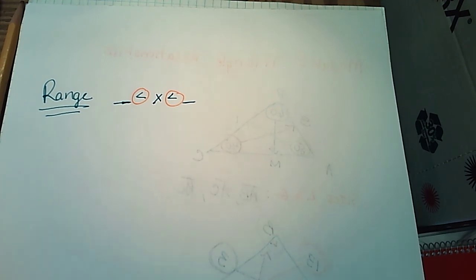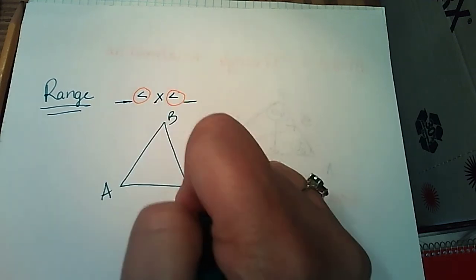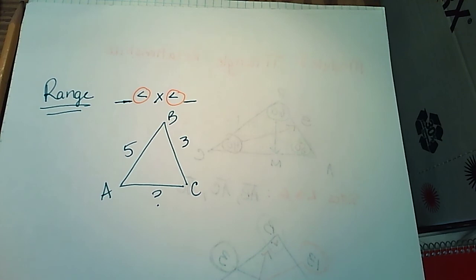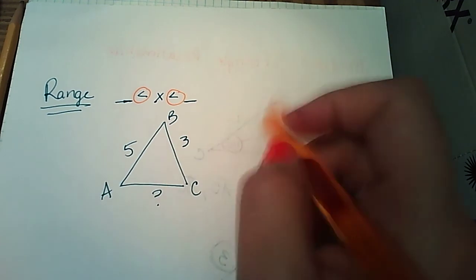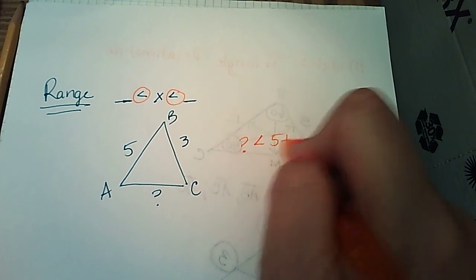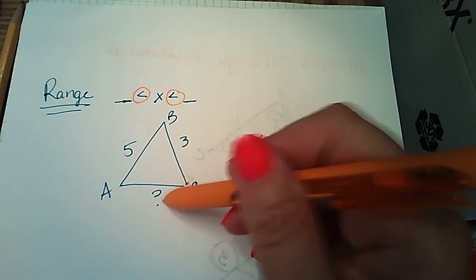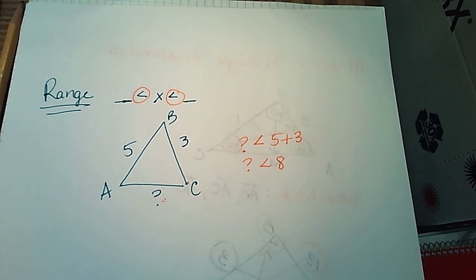So, given a triangle, let's say we have a 5 and a 3, and I want to know what is the range of the third side. So, easiest way to figure this out is, first, the theorem we just did. We know this third side has to be smaller than these two added together. So my question mark side has to be smaller than 5 plus 3. Why? Because remember we said these two sides added together have to be larger than the third side. So he has to be smaller. So my question mark has to be smaller than 8. That's a given.